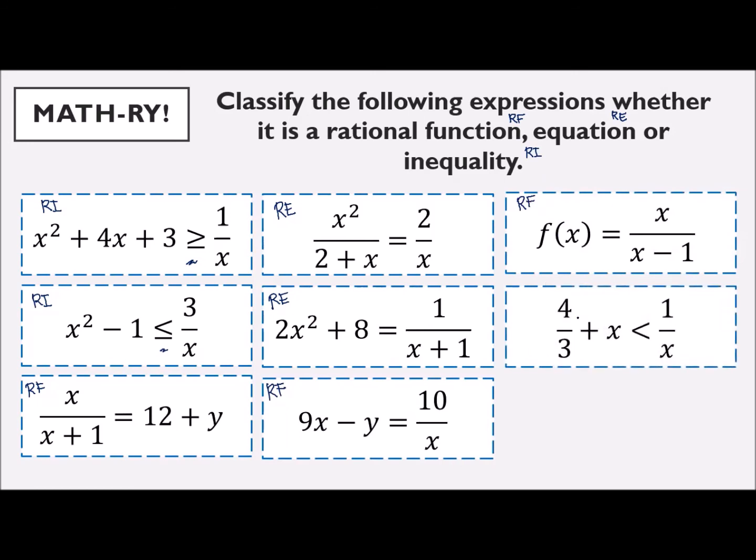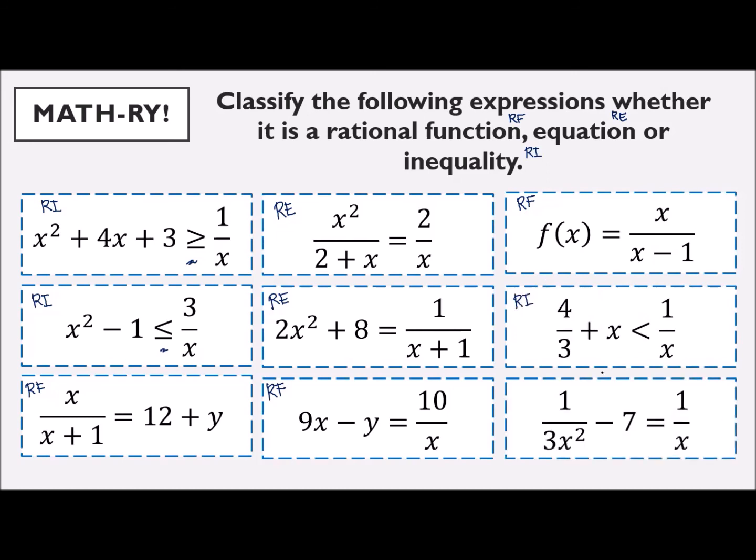4 over 3 plus x is less than 1 over x. Less than, meaning, very good. That is a rational inequality. And the last one, 1 over 3x squared minus 7 is equal to 1 over x. Very good. That is a rational equation. So very good. I hope these examples are very clear to everyone.